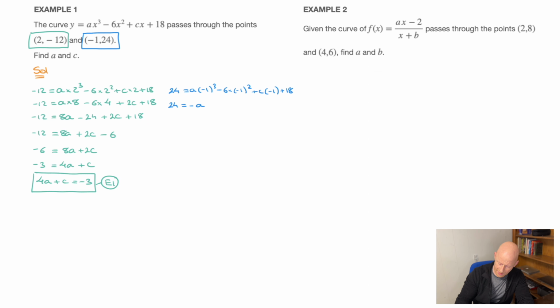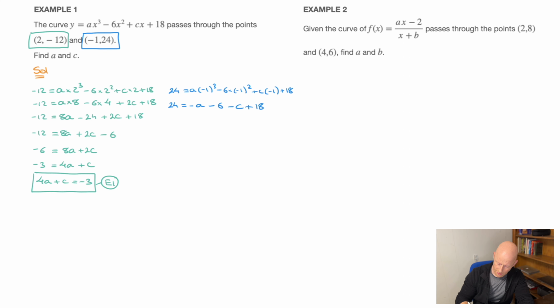And we then have negative 6 times negative 1 in parentheses squared. Well, negative 1 in parentheses squared is 1, so that turns into negative 6 times 1, which is just negative 6, or 6 that's being subtracted. And we then add to that c times negative 1, which is just minus c, and we have plus 18 at the end.